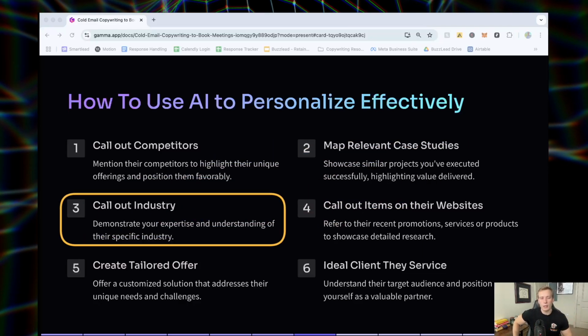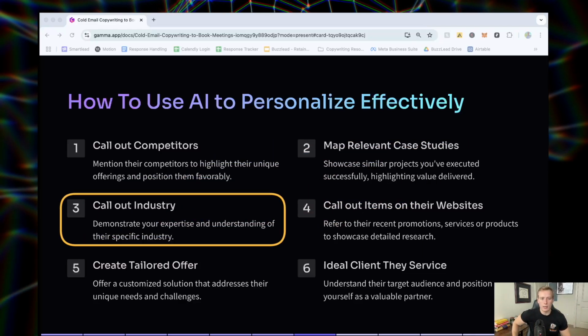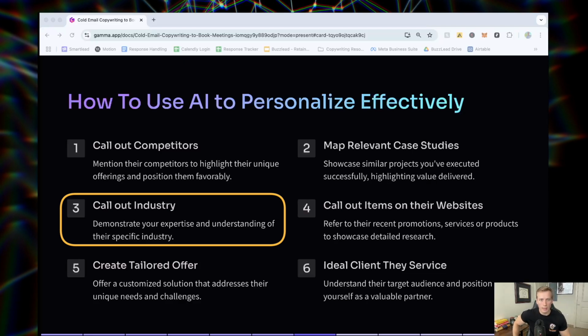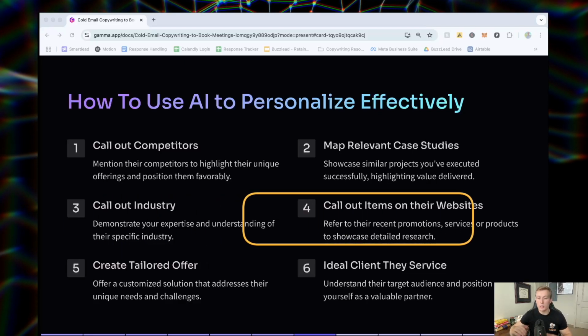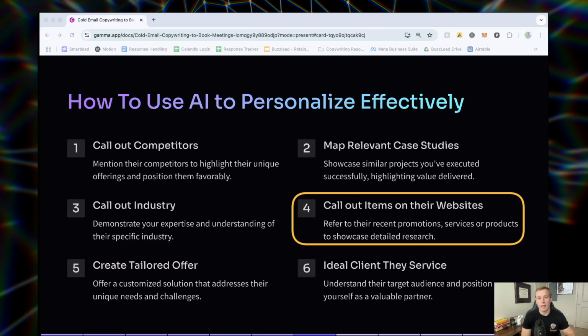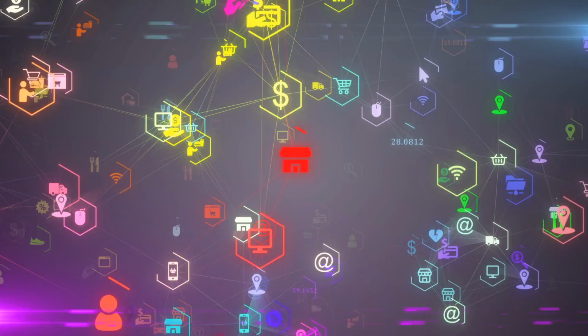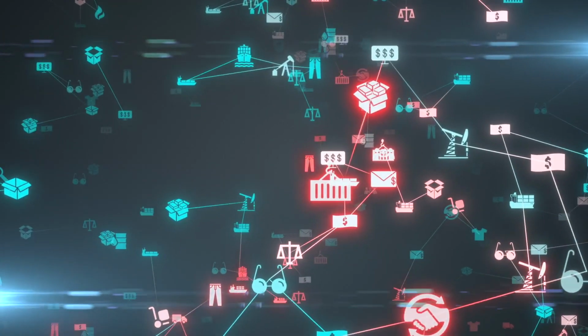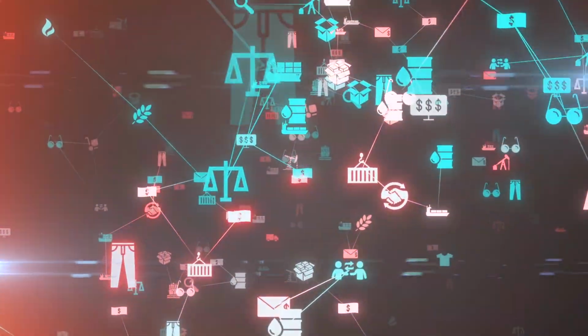Number 3 is call out the industry that they operate in. That's nothing too crazy there. Just demonstrate that you know exactly the vertical that you're looking to address here. Call out specific items on their website, whether that be the recent promotions that they're running, services that they offer, or products, to show detailed customer research essentially on them.